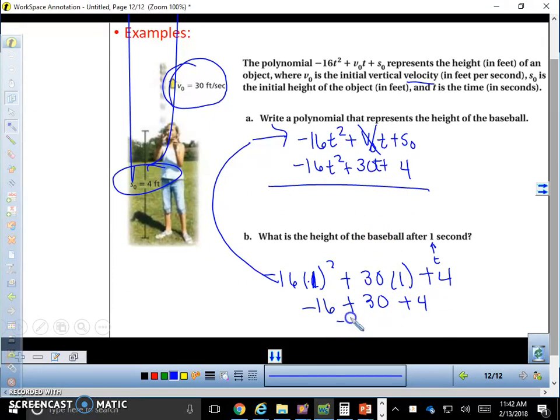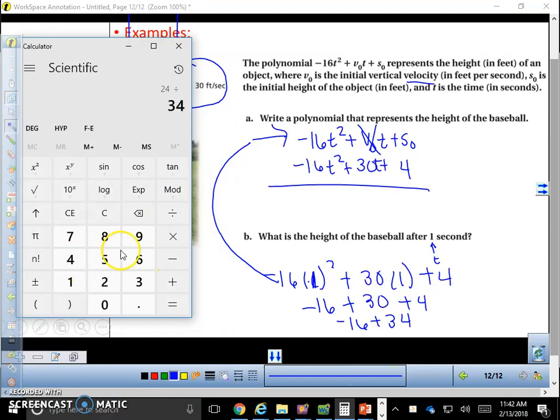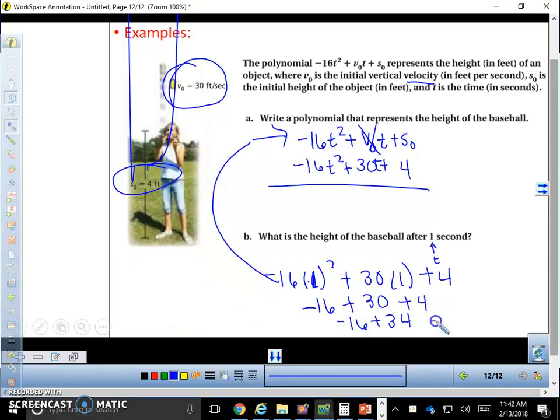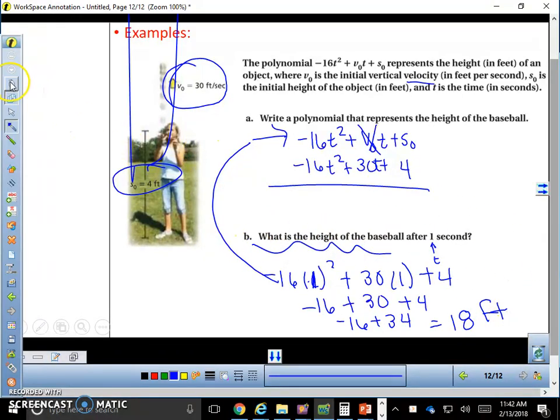Okay, negative 16 plus 34. I'm going to do 34 minus 16 and keep it positive, equals 18 feet. What is the height? 18 feet.